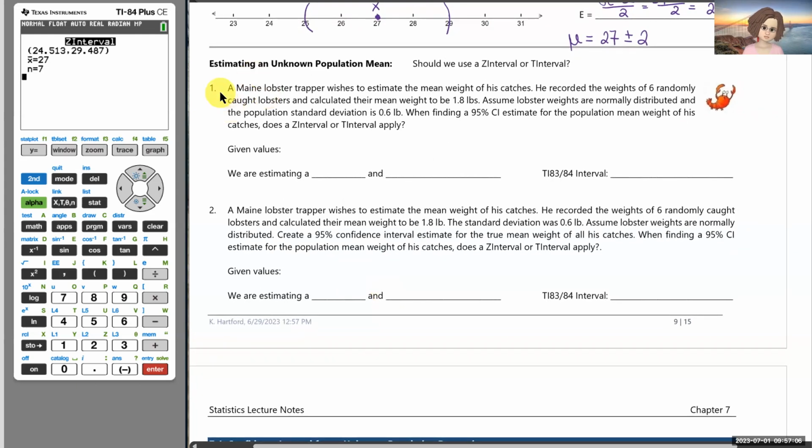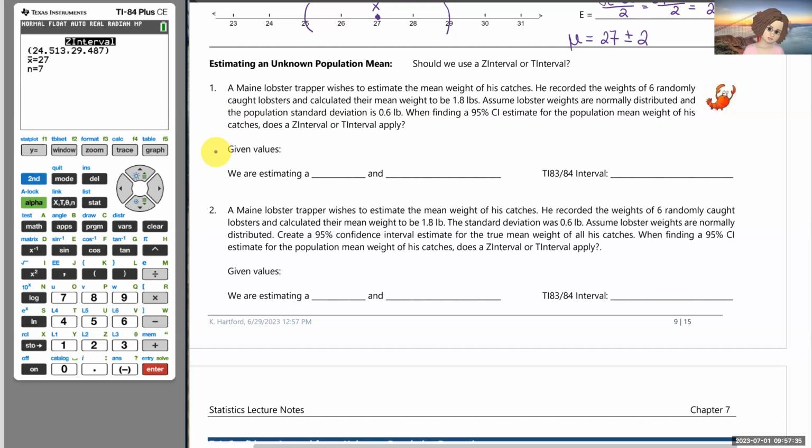1, a Maine lobster trapper wishes to estimate the mean weight of his catches. He recorded the weights of 6 randomly caught lobsters and calculated their mean weight to be 1.8 pounds. Assume lobster weights are normally distributed, and the population standard deviation is 0.6. When finding a 95% confidence interval for the population mean of his catches, does a Z-interval or T-interval apply?